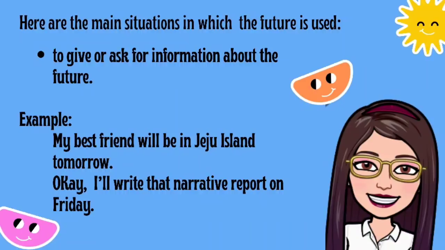First is to give or ask for information about the future. Example, my best friend will be in Jeju Island tomorrow. Another one, okay, I'll write that narrative report on Friday. The example shows that the action is going to happen tomorrow or in the future. We use the word will to indicate a future tense.